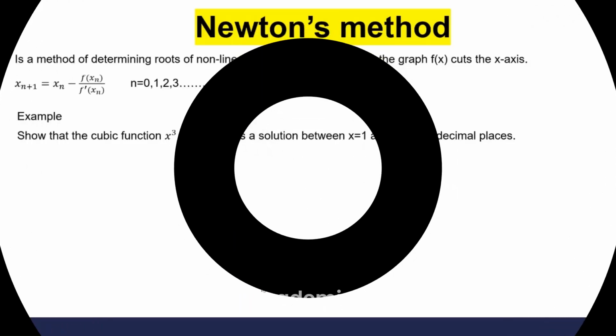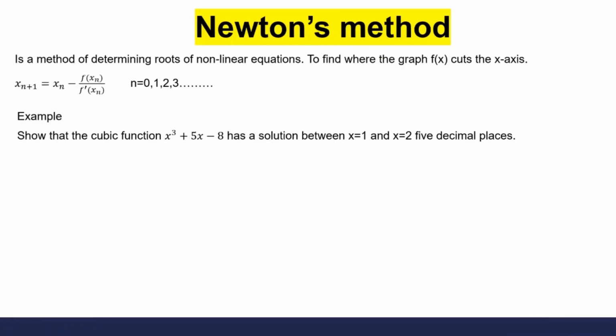Alright, Newton's method is a way of determining the roots of nonlinear equations, in other words, to find where the graph of f of x cuts the x-axis, the x-intercept. This is the formula we use, and we need to do a couple of iterations. When the values that keep coming out stop changing, that's when we stop. This is the formula to obtain the value of x, or the root.